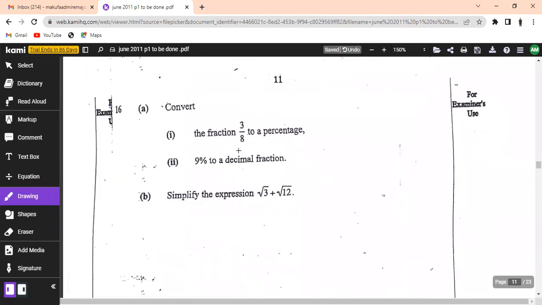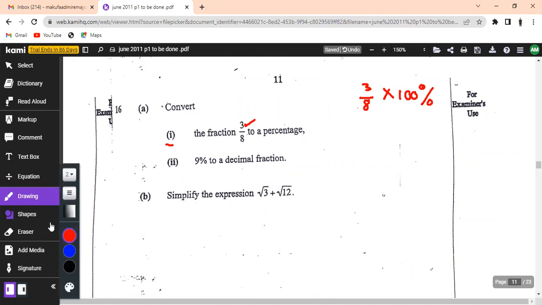Convert the fraction to a percentage. 3 over 8 is a percentage on item 1. That is 3 over 8. So, guys, whether it's a fraction or a decimal, whenever you express it as a percentage, simply multiply by what? By 100%.